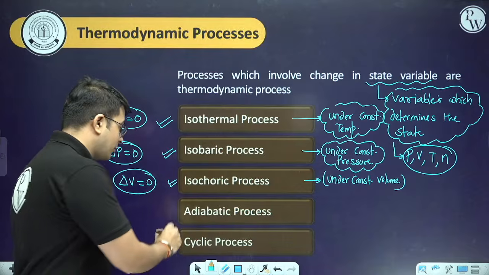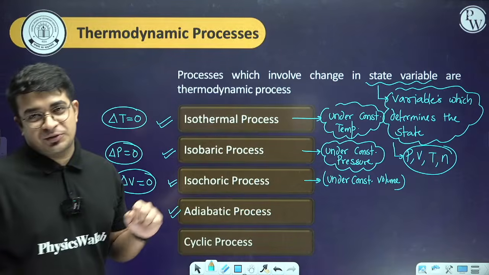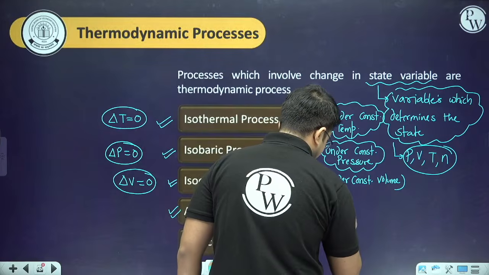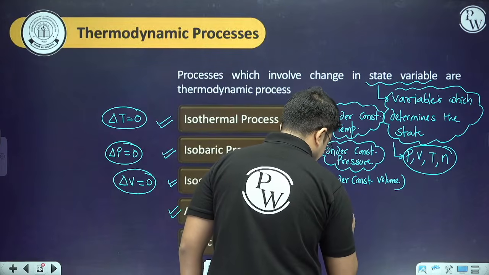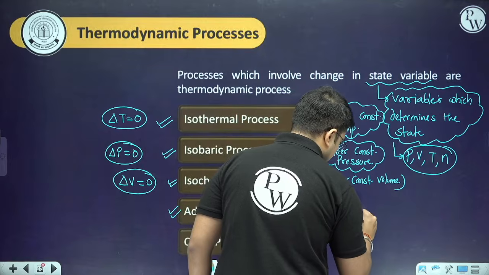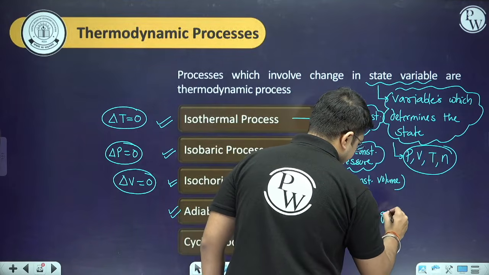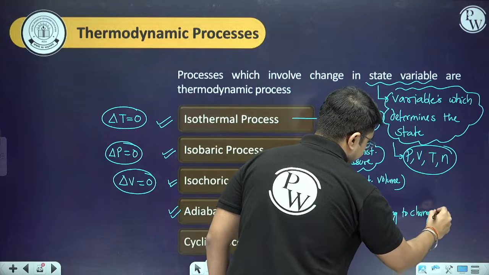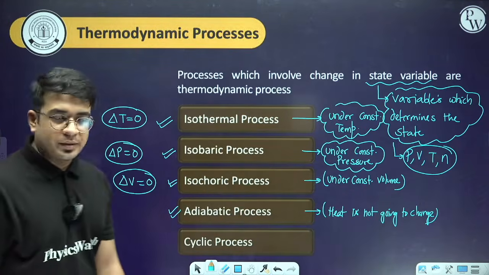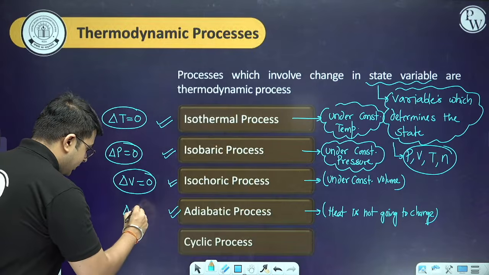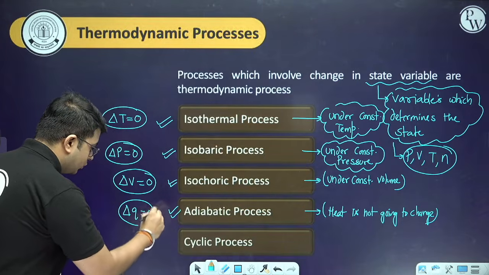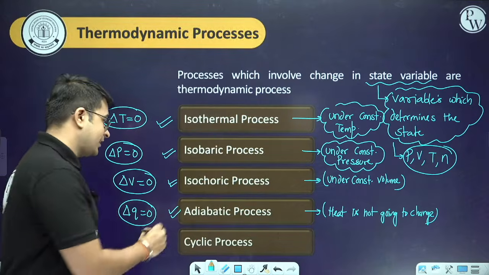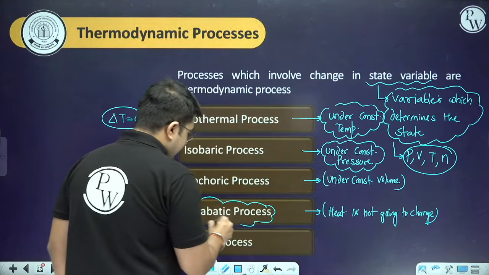In the same way, if I talk about the adiabatic process, this is a very new process. Basically, in the adiabatic process, heat is not going to change. So in those processes, always remember delta Q will be equal to 0. There is no change in the heat. That is a very interesting process known as the adiabatic process.